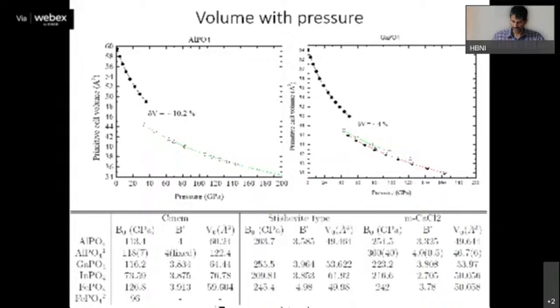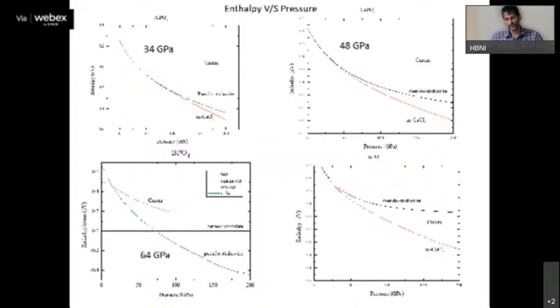But how do we come to know that this is a stable phase? As I already mentioned, what one does is compute the total energy or enthalpy at different pressures. So you plot the enthalpy versus pressure of the different phases. One needs to do calculations on various possible structures and then compare.